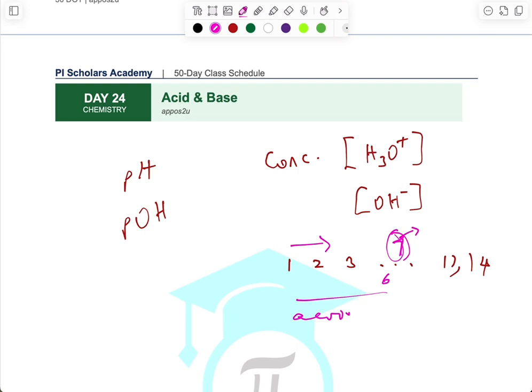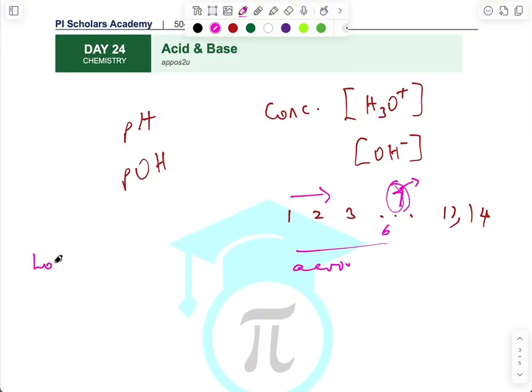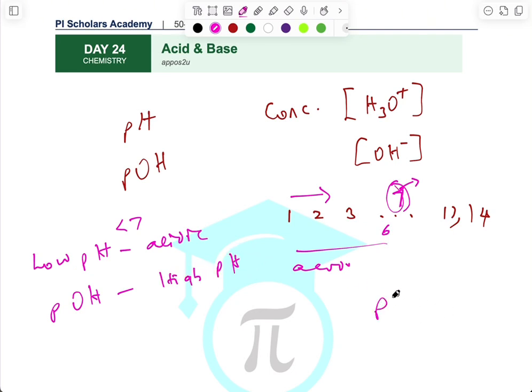But here's one thing I want you to note. pH talks about the hydronium ion, while pOH talks about the hydroxide ion. So therefore, we said low pH means it is acidic. When we say low pH now, we mean less than 7. But what about low pOH? Low pOH actually means high pH, because the sum of pH value and pOH value will always be equal to 14.